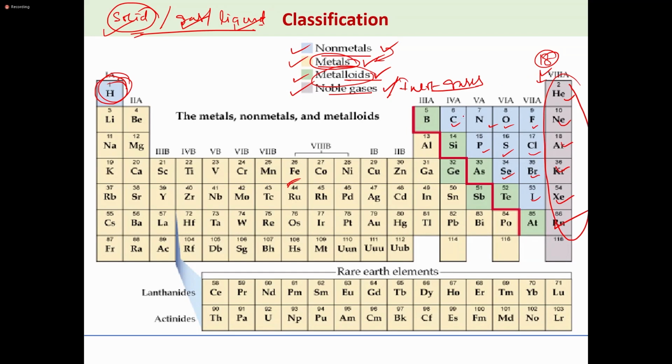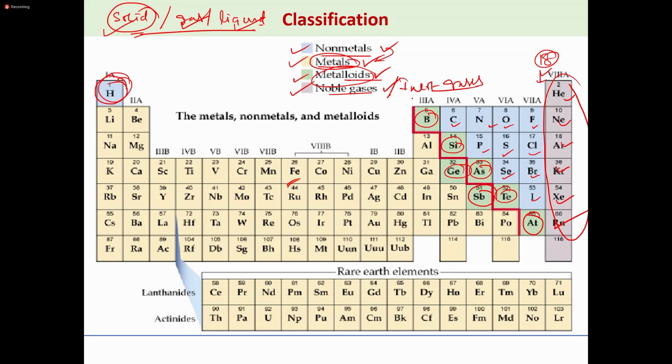Okay. So these are the non-metals, these are the noble gases, and these are boron, silicon, germanium, arsenic, tellurium. These elements are the metalloids, because they have some metal characters and also some non-metal characters. That's why they are called metalloids. Boron is a metalloid, not a metal.